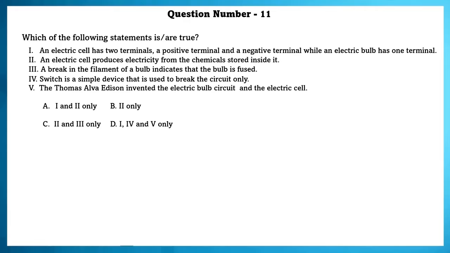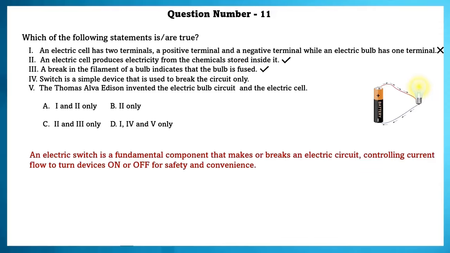First one, an electric cell has two terminals, a positive and a negative terminal, while an electric bulb has one terminal. False. Second one, an electric cell produces electricity from the chemical stored in it. Yes, this is true. Third one, a break in the filament of a bulb indicates that the bulb is fused. Yes, this is also true. Fourth one, a switch is a simple device that is used to break the circuit only. An electrical switch is a fundamental component that makes or breaks an electric circuit, controlling current flow to turn devices on or off for safety and convenience. So, the fourth one is false.